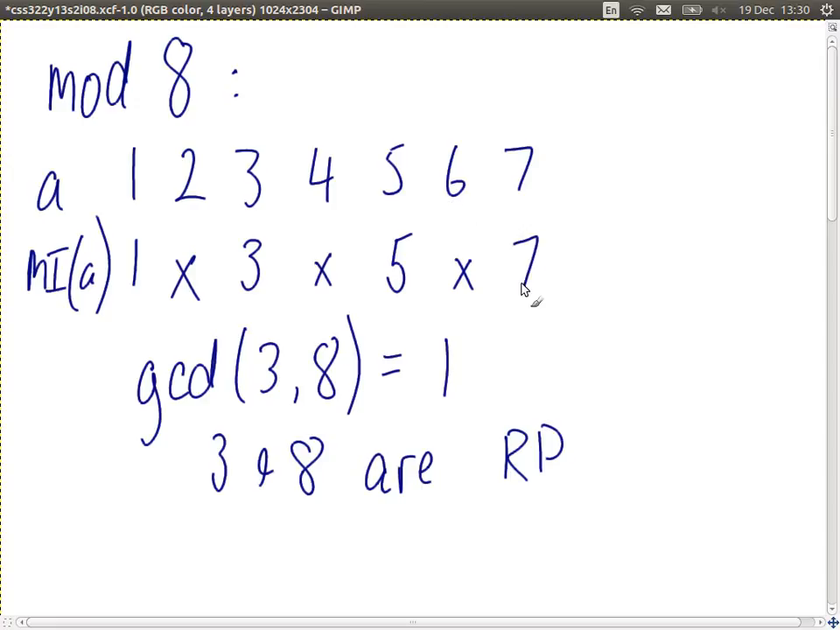So in this case, when we have mod 8, the numbers 1, 3, 5 and 7 have an inverse. And in this case, but not all cases, just in this example, they're actually inverses of themselves. We'll see some other examples later that they don't have to be the inverse of themselves. So it doesn't have to be 3 and 3, just in mod 8 it is.